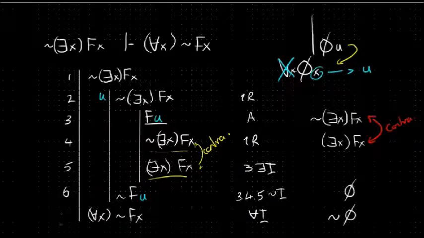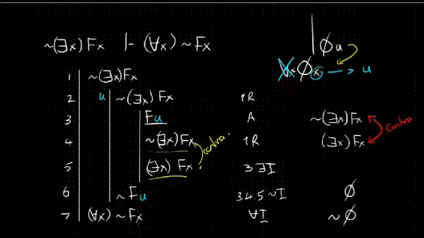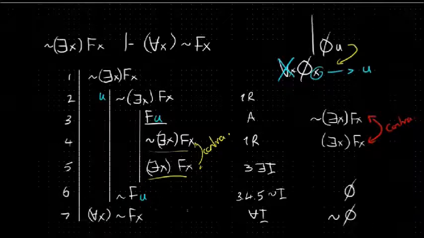And then we can finish off on line 7 with a universal introduction, and remember we just cite the final line of that parameter bar, so it's just going to be line 6. Okay.